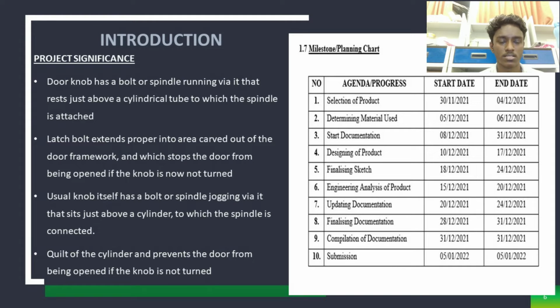The well-known doorknob has a bolt or spindle running through it that rests just above a cylindrical tube to which the spindle is attached. Turning the knob causes the cylindrical tube to turn. The key of the cylinder is the latch bolt, also referred to as the lock, which extends into an area cut out of the door frame and stops the door from being opened if the knob is not turned. A spring or similar device allows the latch to return to its original position whenever the handle is no longer being turned.